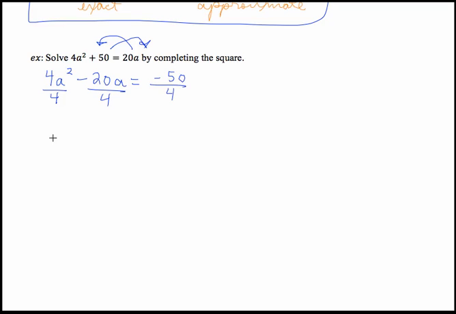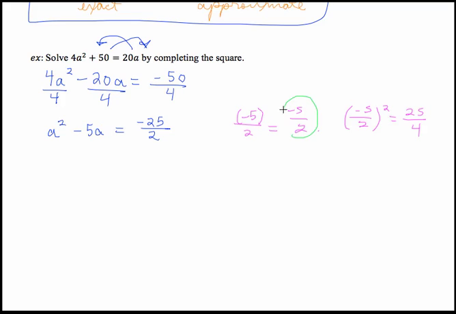So that gives me a squared minus 5a equals, well, 50 doesn't divide evenly by 4, but I can take a 2 out and write it as negative 25 over 2. Now we take this coefficient of a, which is negative 5, divided by 2, which is just negative 5 halves. It doesn't simplify. And then I'm going to square it. Negative 5 halves squared: negative 5 squared is 25, and 2 squared is 4. That's the number that I'll factor it into after I add 25 fourths to both sides.